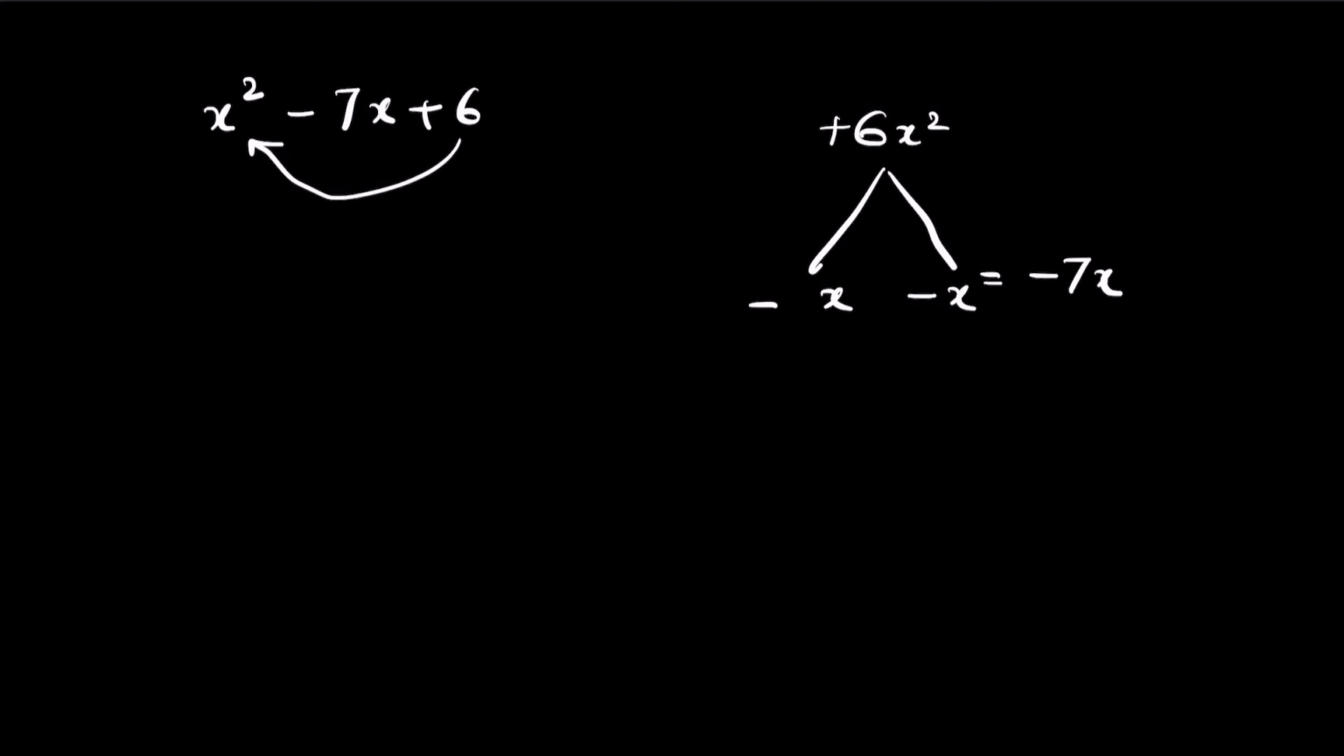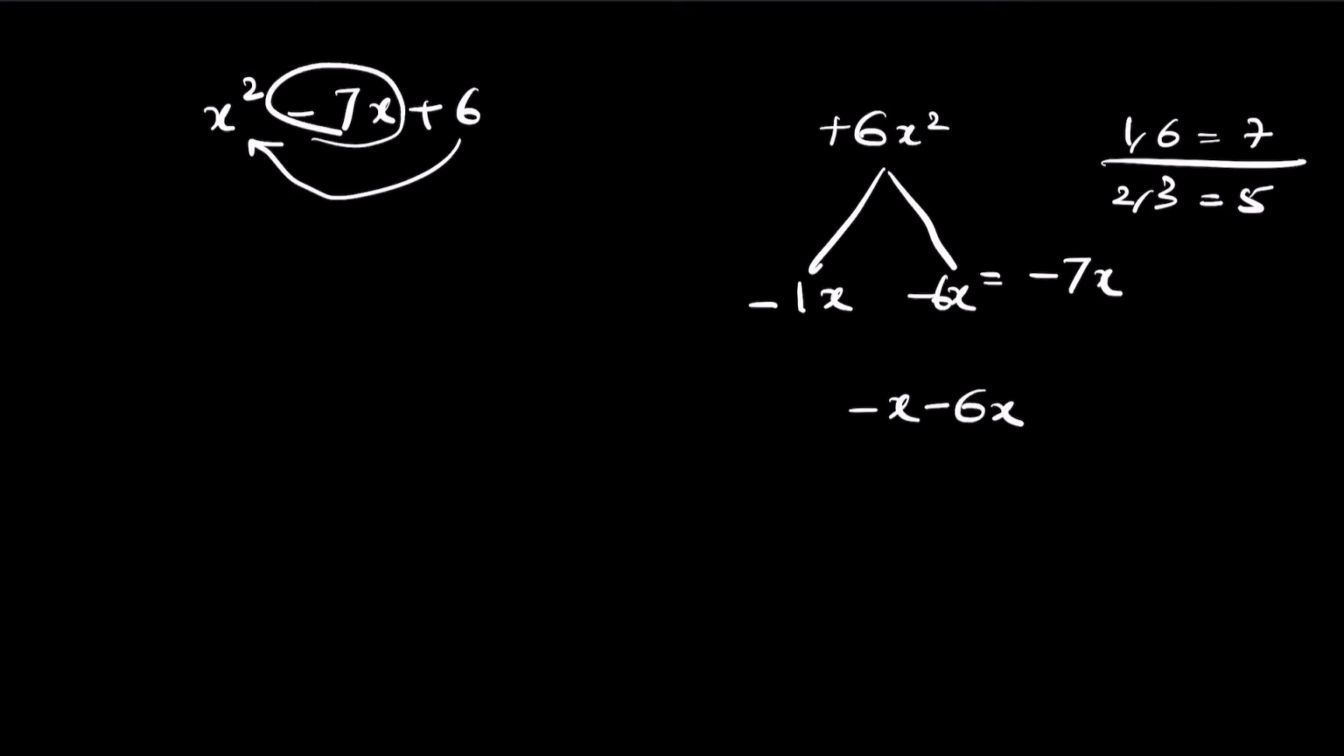Now 6 can be written as 1 times 6 and 2 times 3. When you add 2 and 3, you get 5. When you add 1 and 6, you get 7. So we know that we need 1 and 6, so minus 1x minus 6x. So you're going to write minus 7x as minus x minus 6x. Replace minus 7x here with minus x minus 6x and try to find the answer. That is how you do the process of factoring trinomials.